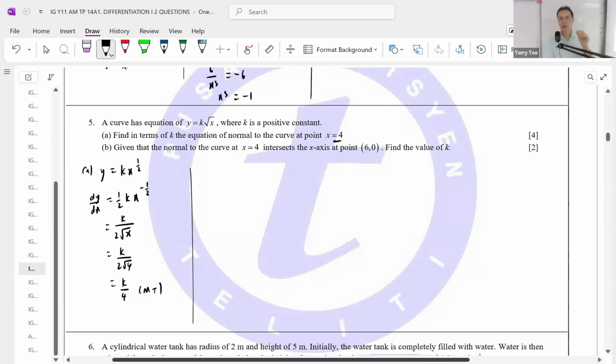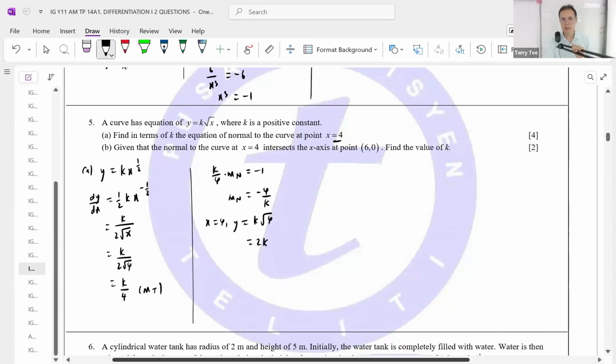Okay, remember, tangent and normal, the relationship is this. Tangent times normal is -1. My normal is -4 over k, because you find the equation of the normal. But before you find the equation of the normal, you need to find your y coordinate. So when your x is 4, what is your y? Your y is k square root 4, which is 2k.